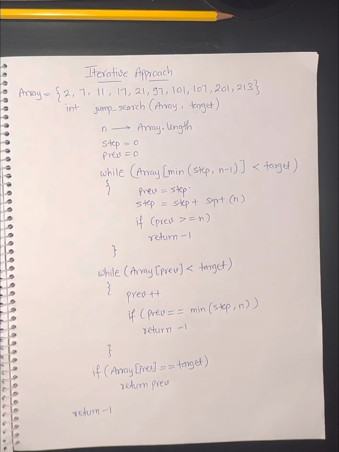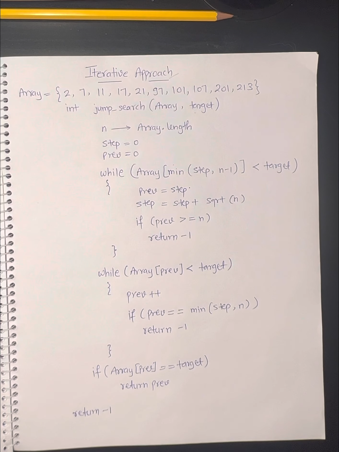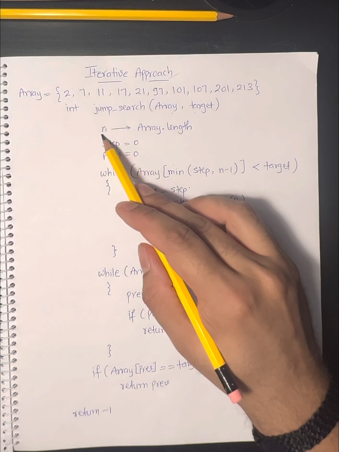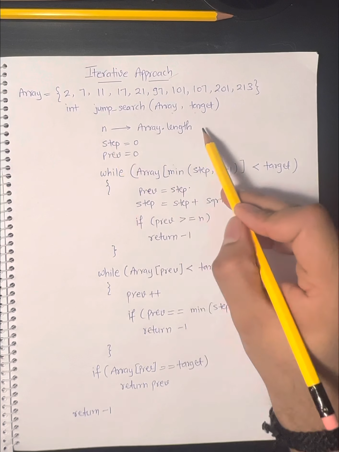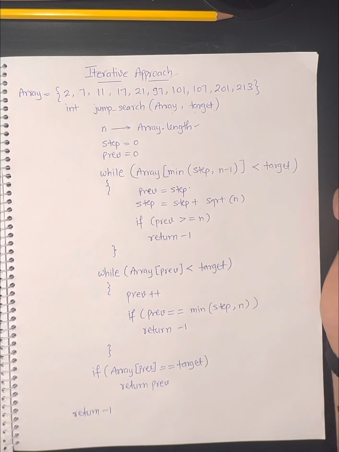So how exactly are we solving this? In the iterative approach, how do we do that? Basically we have an array and the target. First we take n as an integer, which is the length of the array. Then we take two variables, step and prev, and we assign both of them as 0.